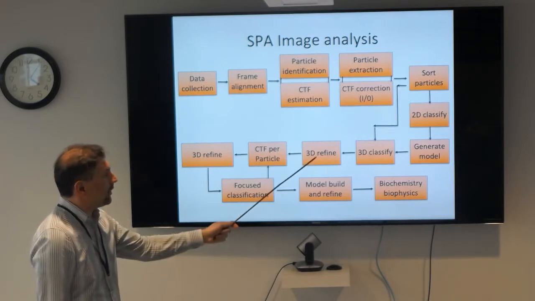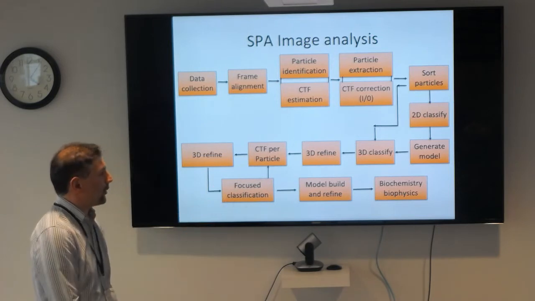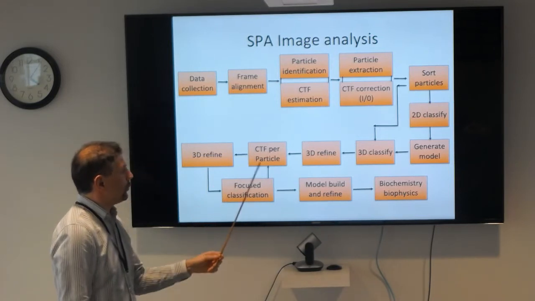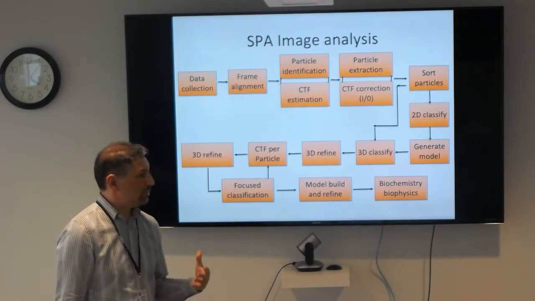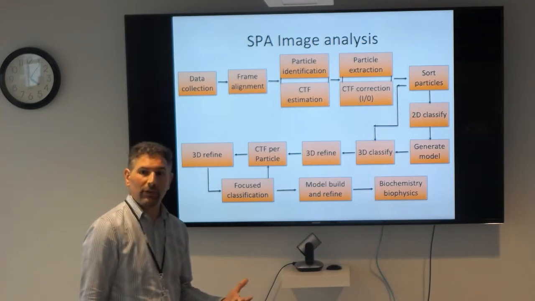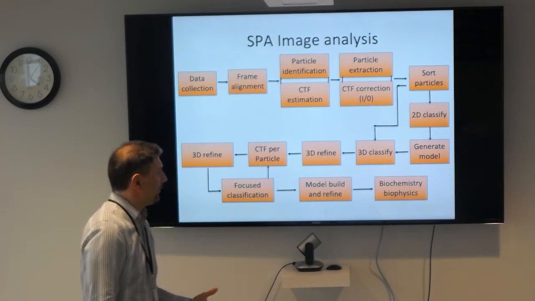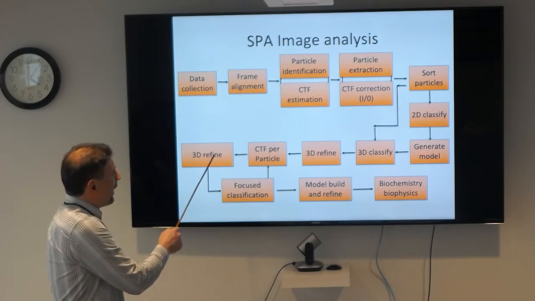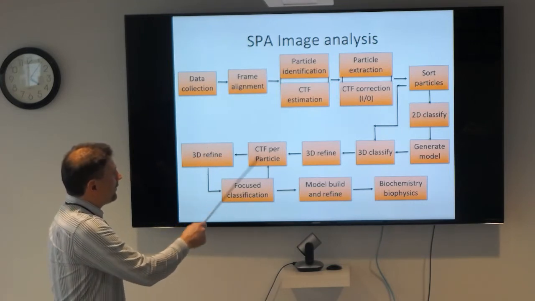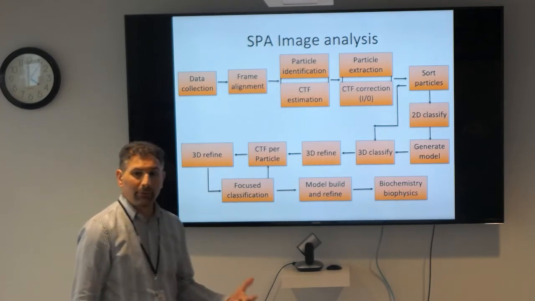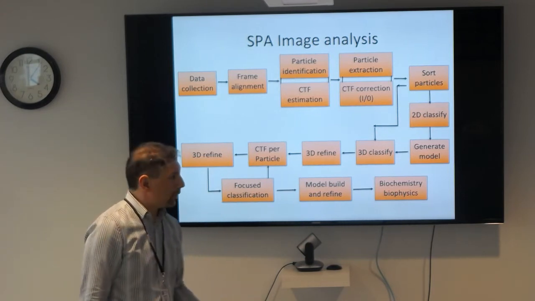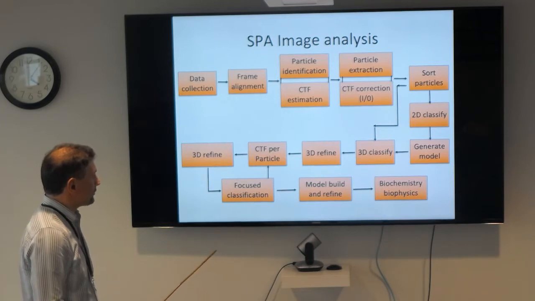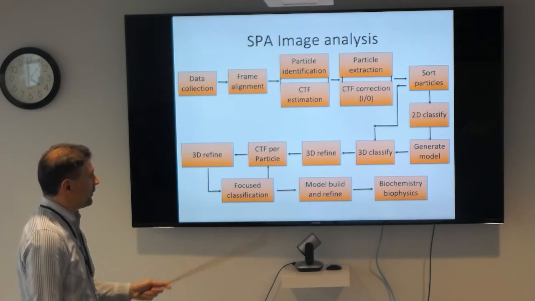Again, at this point, you might want to extract particles at the full size. Then you can do CTF per particle. This is part of Relion 3's capabilities. You can improve the defocus values and then do 3D refinement again, and you can keep repeating this until the resolution stops improving.